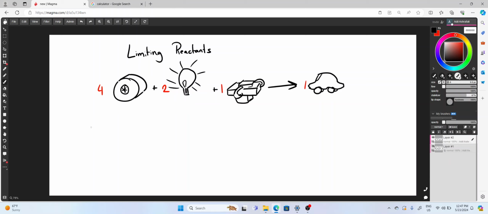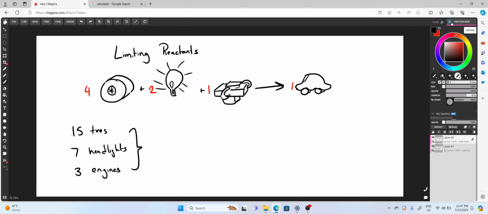Now let's say you have 15 tires to work with, and you have 7 headlights, and you have 3 engines. How many cars can you make with this amount of raw materials? How do you figure that out?